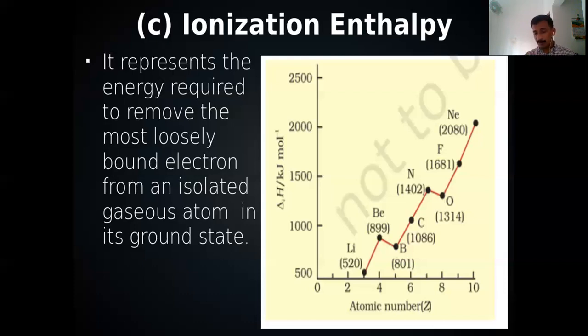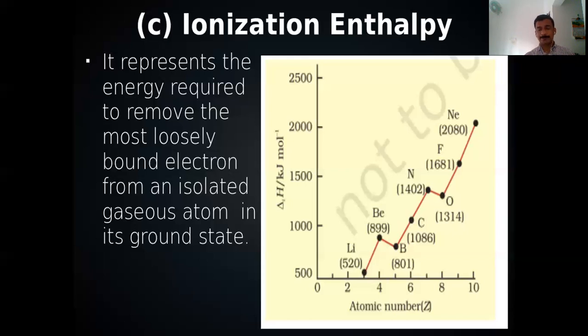But if you observe this graph clearly, you can identify 2 anomalous variations. Lithium to beryllium, there is an increase, but beryllium to boron, there is a decrease. That is unexpected. We are not expecting such a variation. Again, boron to carbon, it is increasing. Carbon to nitrogen, it is increasing. After nitrogen to oxygen, there is a decrease in ionization enthalpy. That is also unexpected. If these variations are unexpected, we have to find out the reason for them.